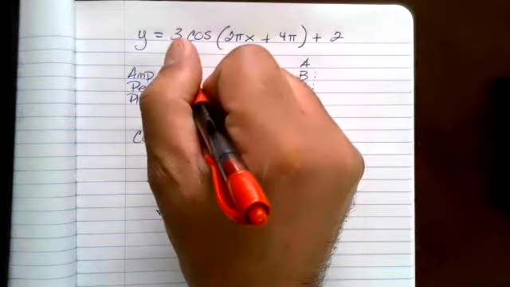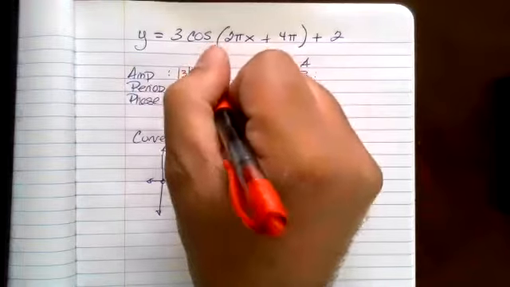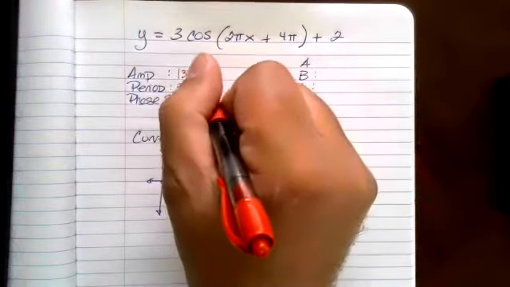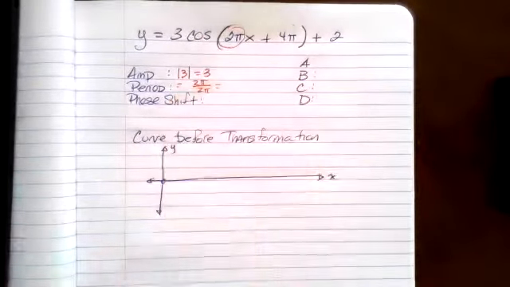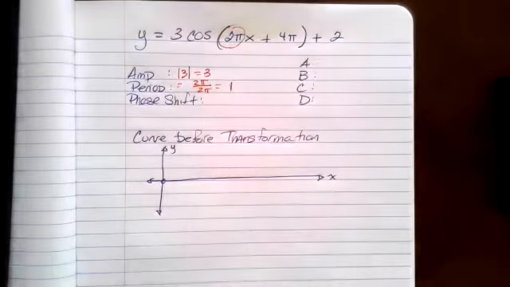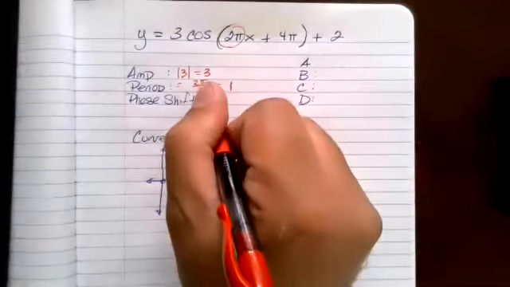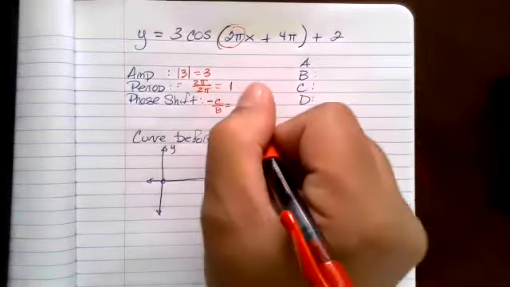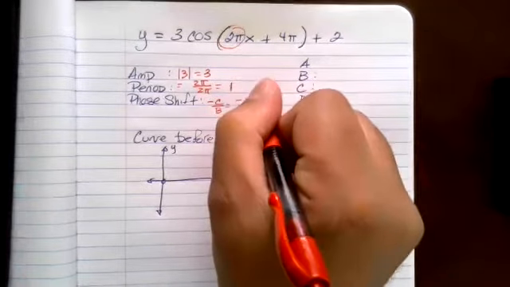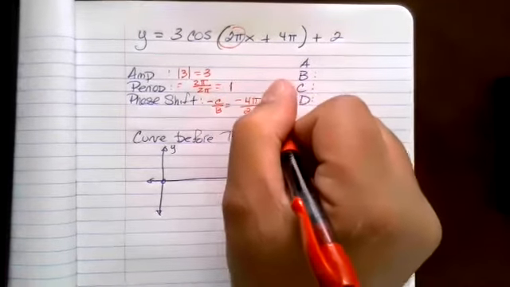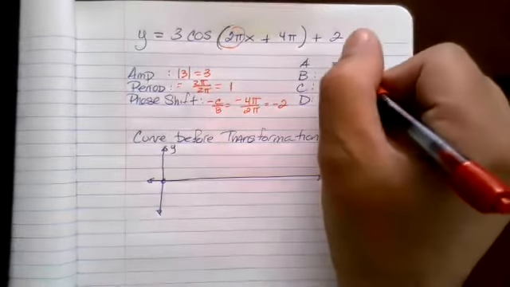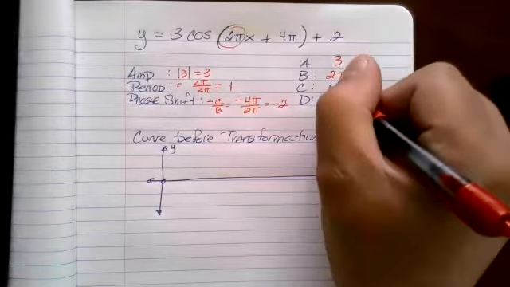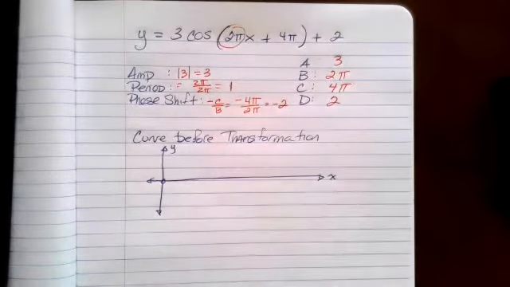So our amplitude is the absolute value of 3, which is 3. Our period is 2 pi over B, which in this case, our B is 2 pi. So this one's interesting-ish. And then our phase shift is negative C over B, which would be negative 4 pi over 2 pi, which would just be negative 2. And our A, B, C, and D values are 3, 2 pi, 4 pi, and 2.